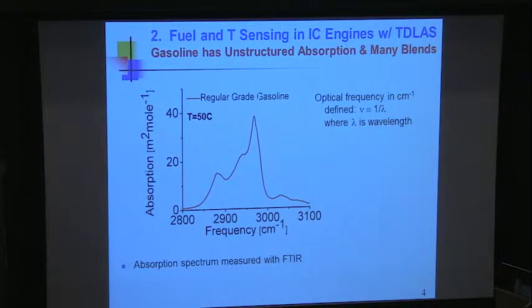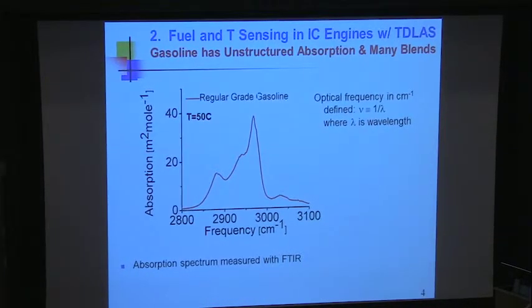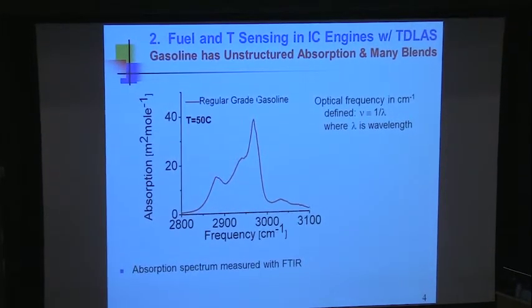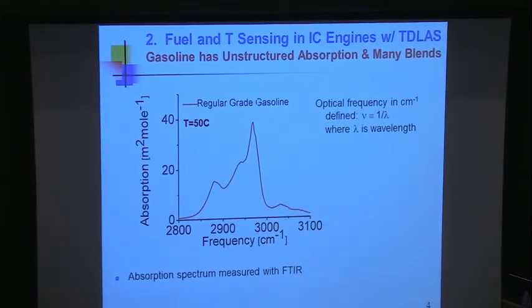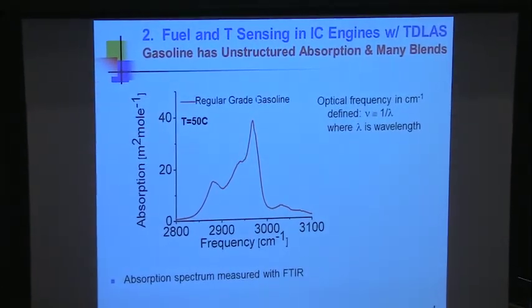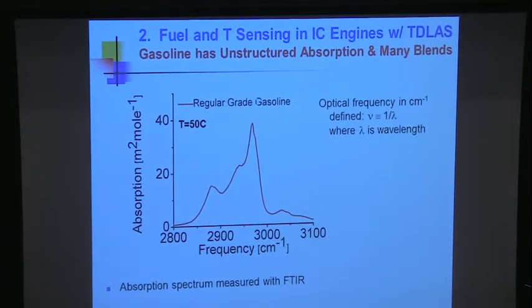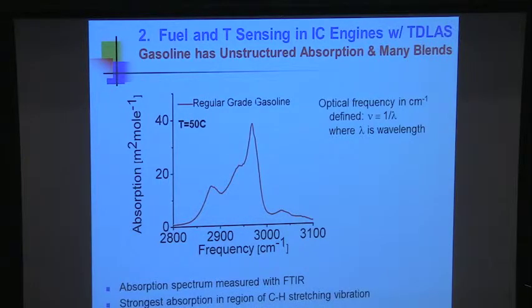But we need to know what it is. We understand why it looks like this. But the problem with gasoline, of course, is that different samples of gasoline have different composition and therefore slightly different spectra. And there's also a temperature dependence we have to worry about. So we had to learn how to do spectroscopy on large hydrocarbons. We knew that this region right here was the place to look, because it's the place of strongest absorption for hydrocarbons.